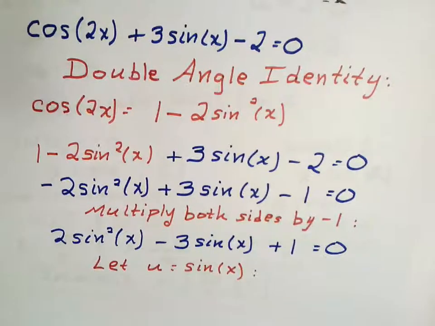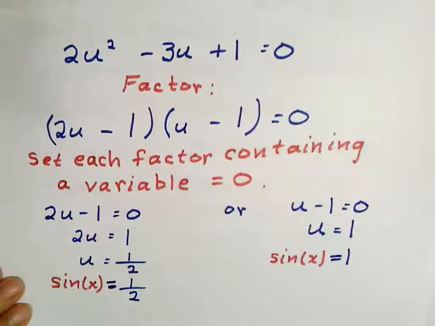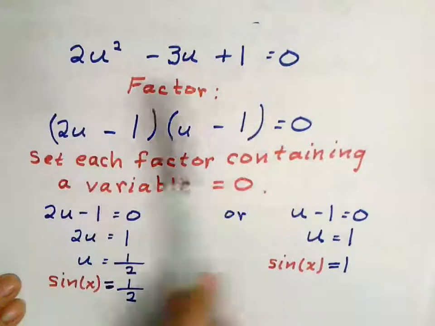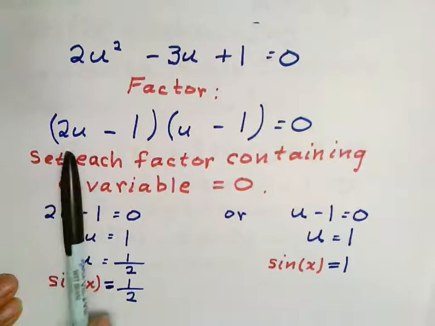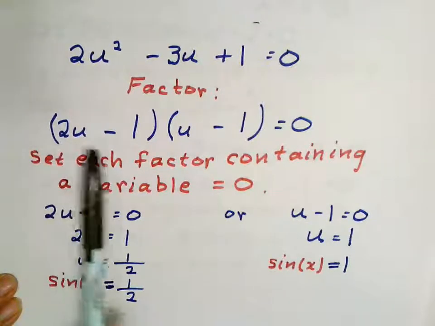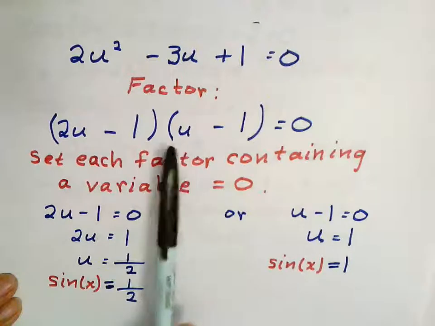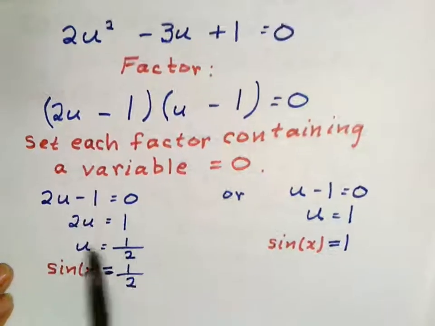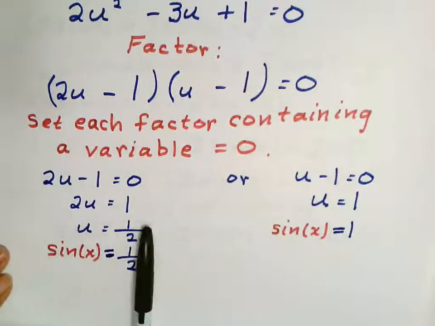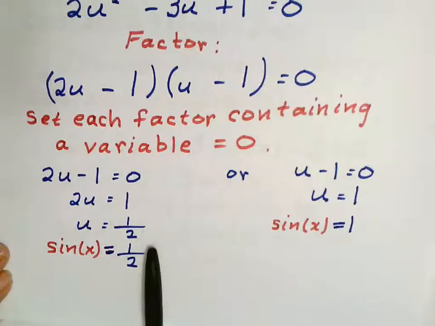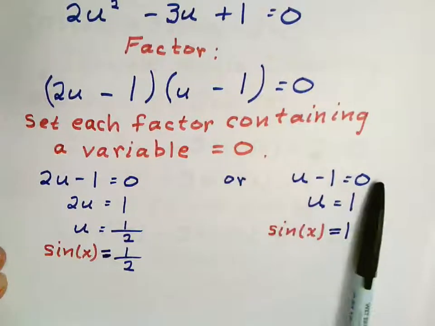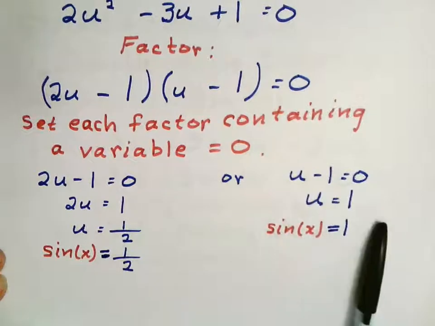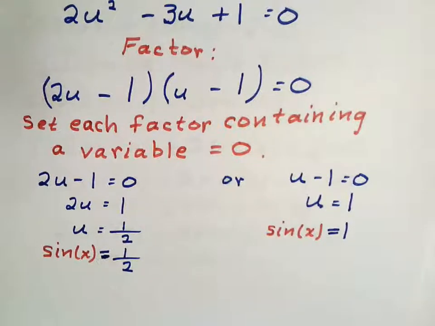We're going to let u equal sine of x so that the trinomial will look more like what we're used to factoring. So we're going to factor this trinomial on the left, and we get the quantity 2u minus 1 times the quantity u minus 1 equals 0. We're now going to set each factor containing a variable equal to 0. 2u equals 1, u equals a half. So sine of x is equal to a half. And over here, u minus 1 is equal to 0. u equals 1, so sine of x is equal to 1.